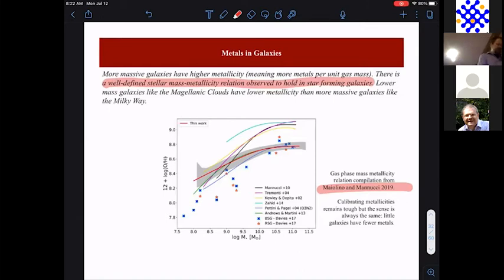And this is observed to hold in star-forming galaxies. That means that a low mass galaxy like the Magellanic Clouds or your favorite dwarf galaxy has lower metallicity than more massive galaxies like the Milky Way. You can see that these are distilled trends here, showing you the gas phase metallicity expressed as 12 plus log O over H as a function of M star. And what you see here is that as you move up in stellar mass, your metallicity increases.